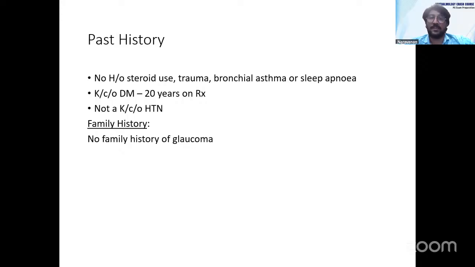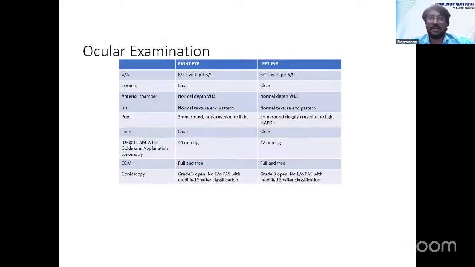He was not a known hypertensive. There was no family history of glaucoma. On ocular examination in the right eye, the visual acuity was 6/12 with pinhole improving to 6/9. The anterior chamber was normal. The pupil was brisk and reacting to light.